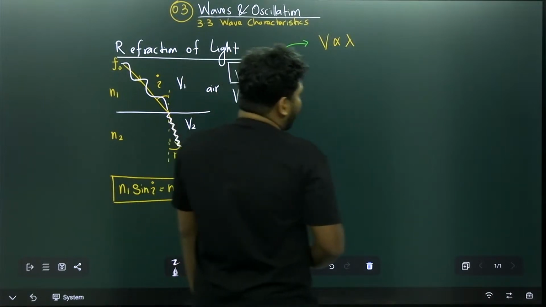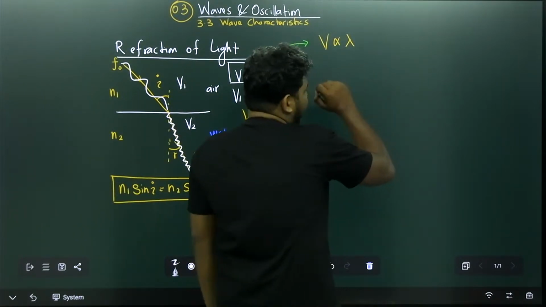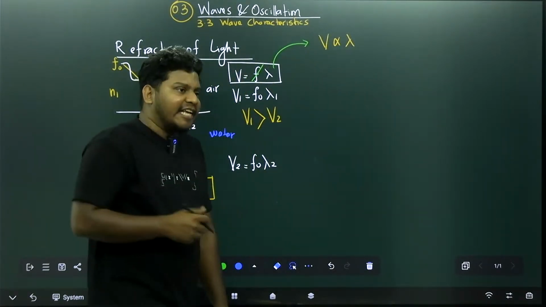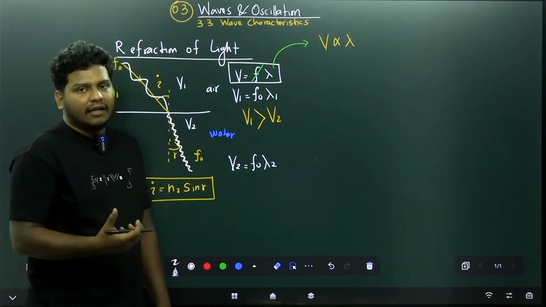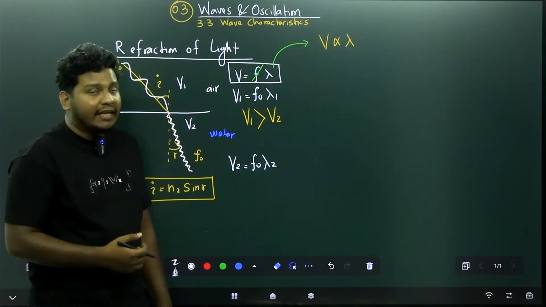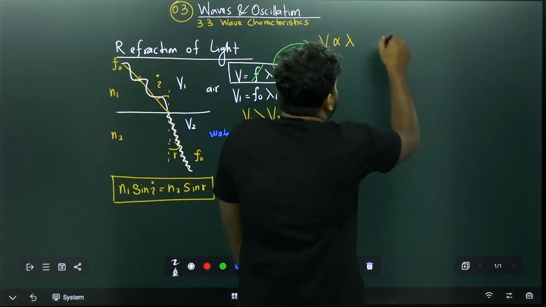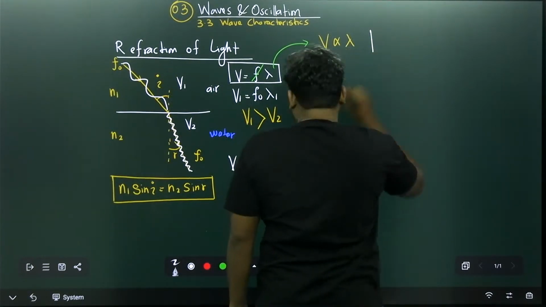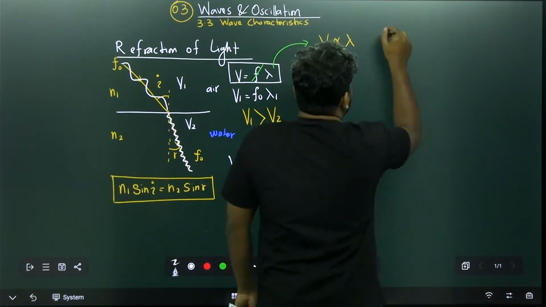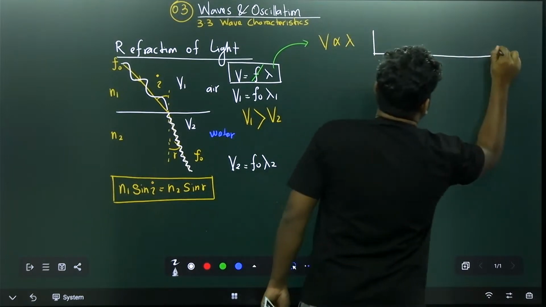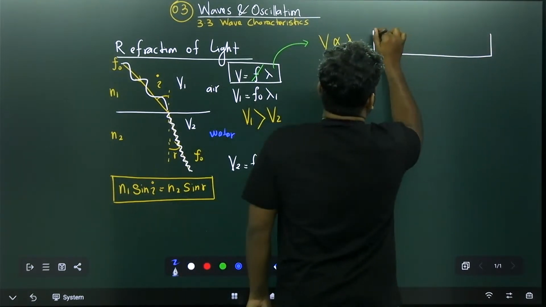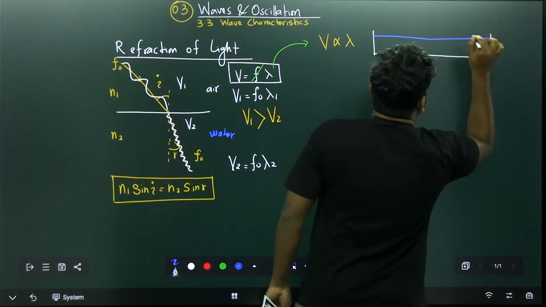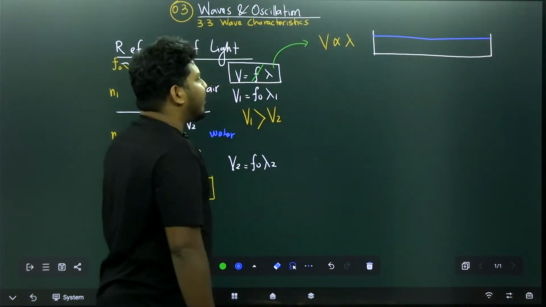What I'm going to do here is we can experience this using the ripple tank. I'm taking that as an example. I'm taking a ripple tank here. So this is how the ripple tank looks like. This is the cross section of the ripple tank, and this is how the water fills inside the ripple tank here.